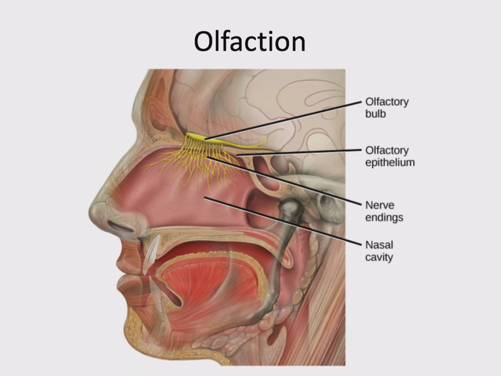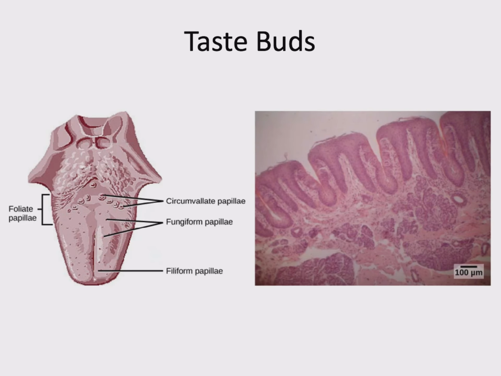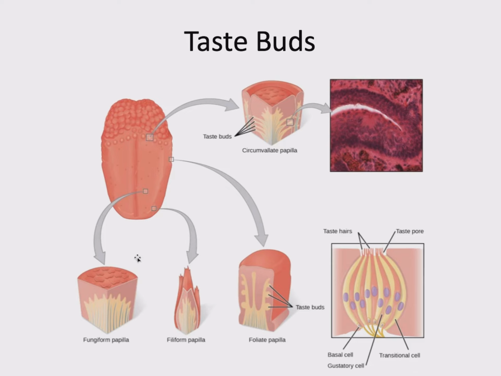So whether it's olfaction, these are some olfactory nerves in the nasal cavity, responsible for our sense of smell, or whether they're taste buds in the tongue, at least in humans, they're in the tongue. Zooming in a little bit more to see these receptors. These are just chemoreceptors that respond to chemicals to tell us what something tastes like or what something smells like. Nothing terribly complicated going on here.